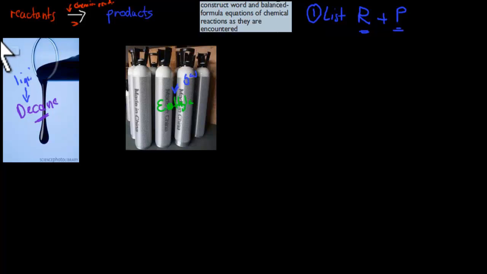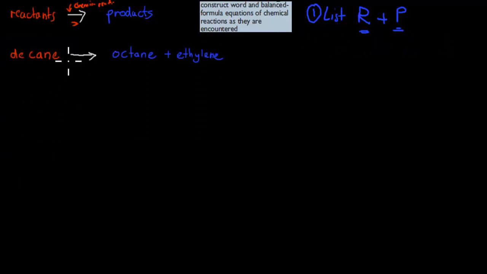Another important part that we always have to make sure of when it comes to chemical equations is to list the state of matter. What I mean by that is, is it a liquid, a gas, is it aqueous, which means dissolved, or is it a solid? In this case, with these examples, we had decane, which was a liquid, and that turns into octane, which is a liquid, and ethylene, which is a gas. So make sure to put those states of matter. As I mentioned earlier, the states of matter are important.